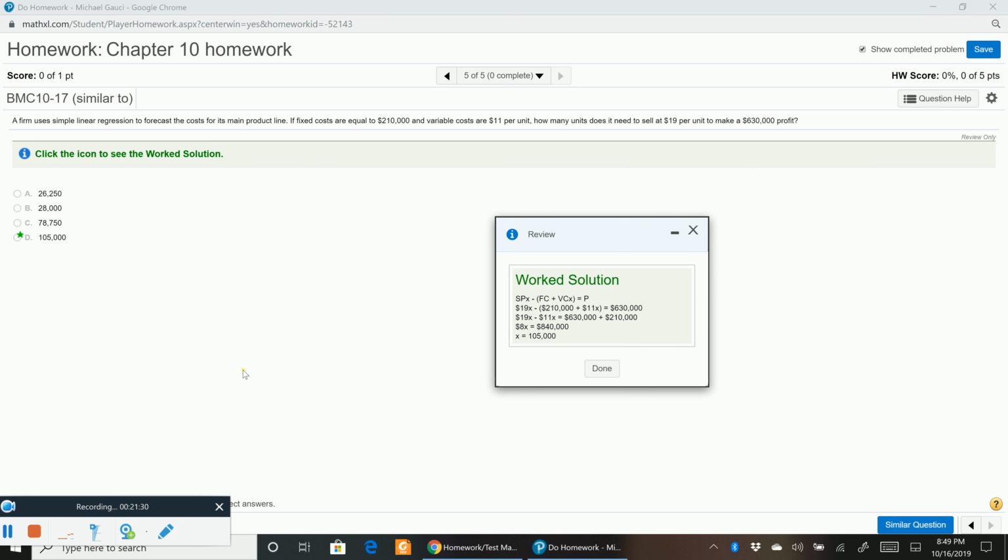In this last homework problem, we have a company here where they're trying to figure out how many units they need to sell in order to make a certain amount of profit. And so the information given to us is we make one product, we know our total fixed costs are $210,000, and we know that the variable costs are $11 per unit. So we don't need to figure out our fixed costs and our variable costs. That's already figured out. What we need to know is we know our selling price is $19 per unit, and here is the what-if scenario.